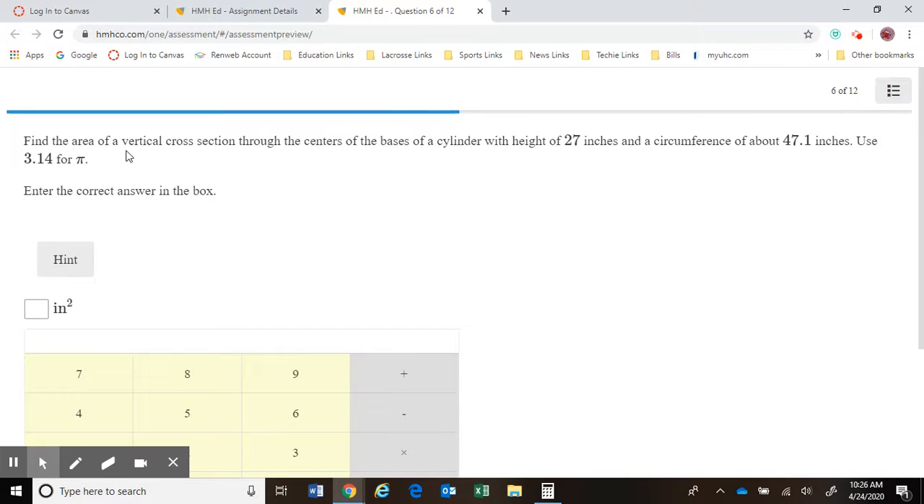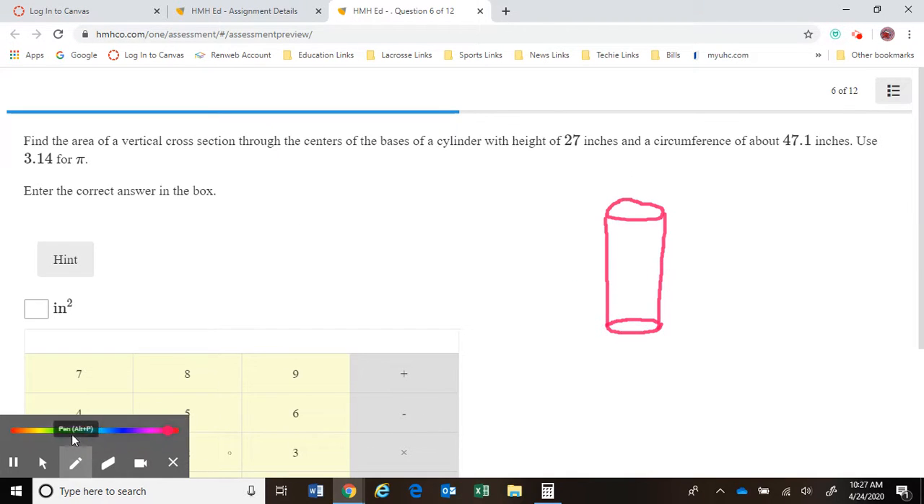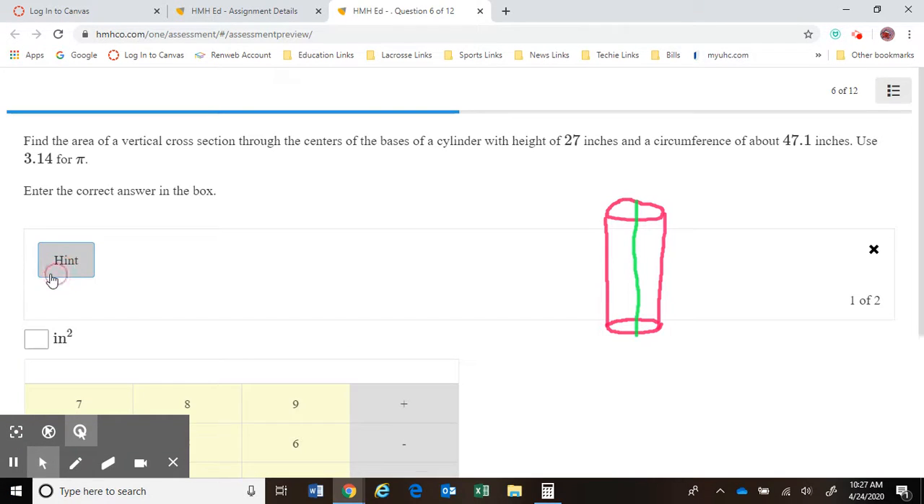Find the area of a vertical cross section through the center of the base of a cylinder with a height of 27 and a circumference of 47.1. So let's draw ourselves a cylinder first of all. There's my cylinder. We want to go vertical, so we're going right down the middle of it. And what shape has been created? If you didn't know, it's a rectangle.